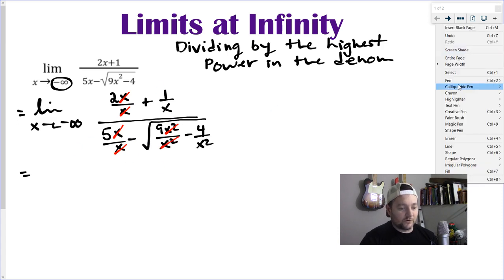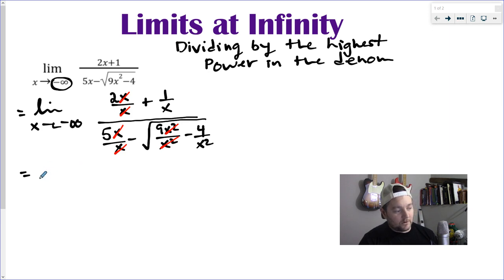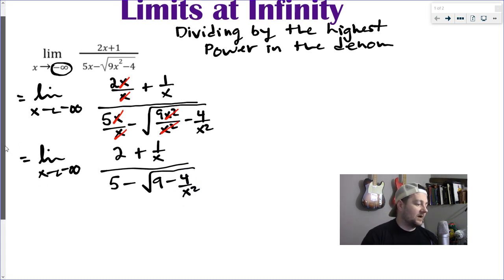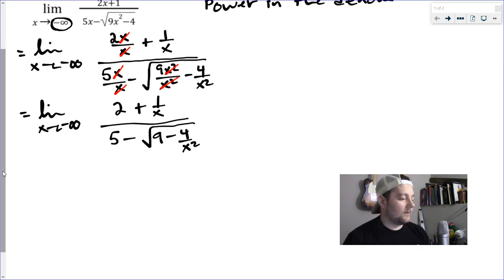I'll go back to the old trusty black pen. We end up with the limit as x goes to negative infinity, and I'm going to rewrite 2 plus 1 over x, all divided by 5 minus the square root of 9 minus 4 over x squared. This limit takes a bit of a different flavor than the other limits. I would consider these a little easier than conjugates and common denominators, but there are a couple of tricky things we have to keep in mind.